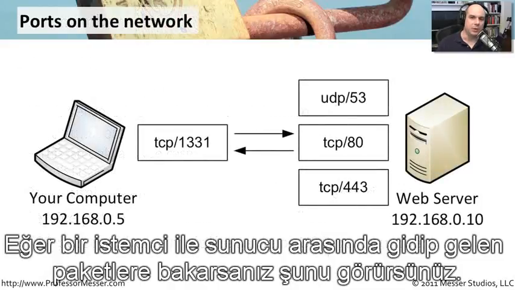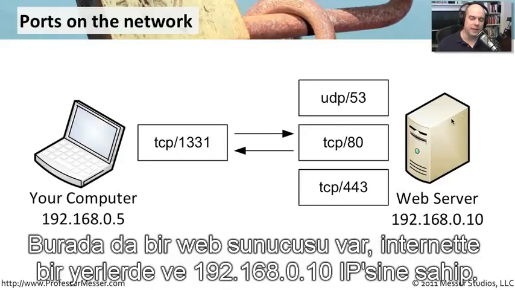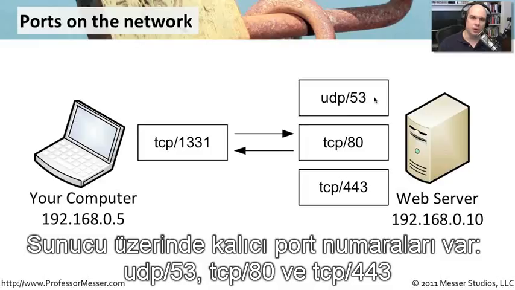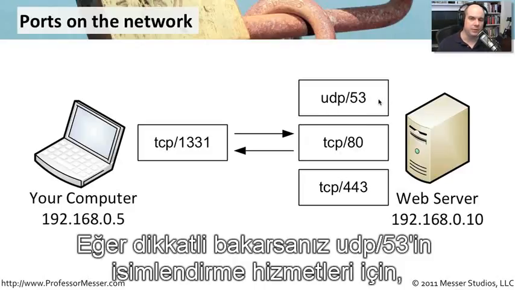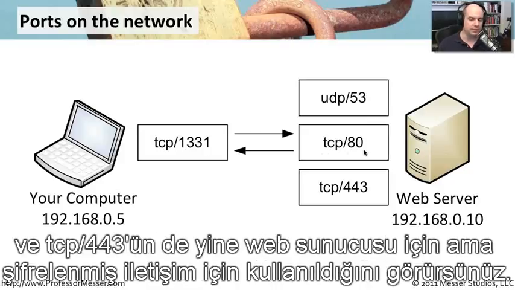If you were to look at the packets that were going between a client and a server, you would see something like this. Your computer is over here on the left side, 192.168.0.5 is its IP address. And then there's a web server, maybe out on the network, that is 192.168.0.10. So at least we know the IP addresses that we need to communicate between. On the web server, there are some permanent or non-ephemeral port numbers, UDP 53, TCP 80, TCP 443. And if you really looked into it, you would see that UDP 53 is used for name services. We would see that TCP 80 is probably used for our web server, and TCP 443 probably also used for our web server to send the encrypted data back and forth.